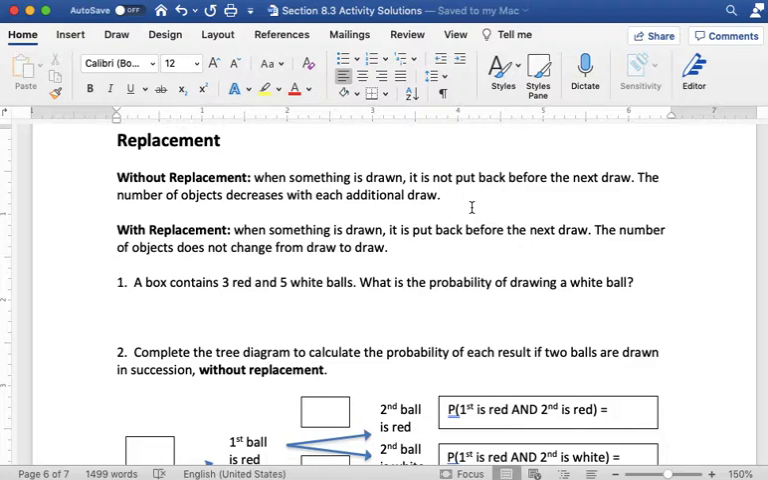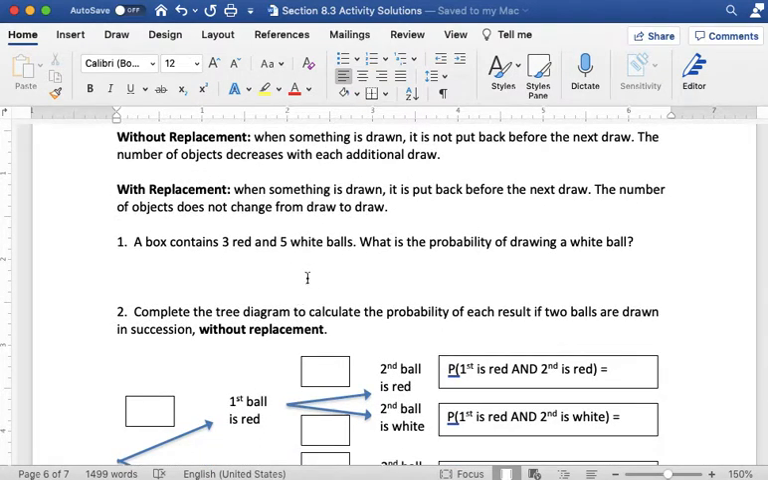not putting back in. If we do with replacement, that means that when something is drawn, it is put back before the next draw. So our total number of objects is not changing from draw to draw. We always have the same amount of things in the set. So we have a box here that contains 3 red and 5 white balls. What is the probability of drawing a white ball?